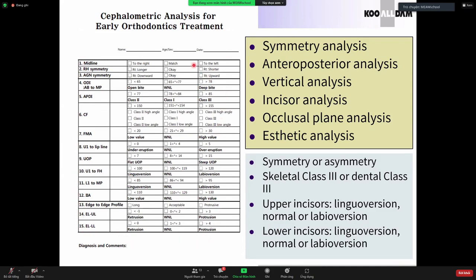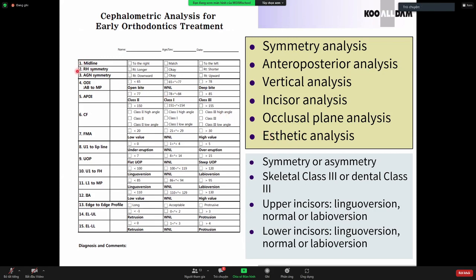This sheet is a cephalometric analysis sheet for early orthodontic treatment. It consists of these factors: symmetry analysis, anterior-posterior analysis, vertical analysis, incisor analysis, occlusal plane analysis, aesthetic analysis.